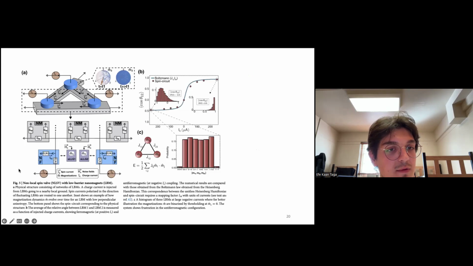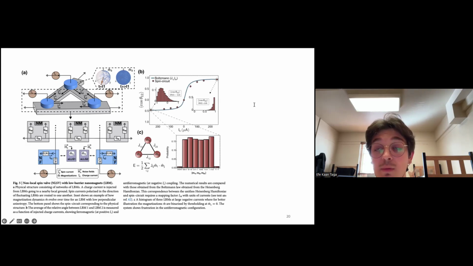And here is the non-local spin valve with low barrier nanomagnets. As we said earlier, the current is injected, and it is very similar to our previous figures. And here there is a figure of how the magnetization of the nanomagnets evolves with respect to time. And in figure B, there is a function of the average angle between magnet 1 and magnet 2, the average angle between their magnetization directions. And this is a function of our injected IC current.